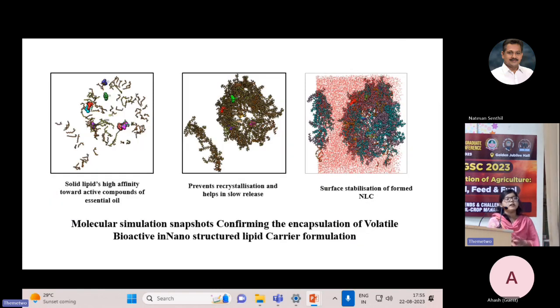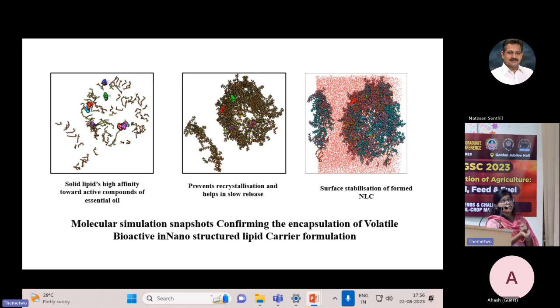Let's look into the results from wet lab and dry lab experiments, to see whether my hypothesis holds good or not. These are molecular dynamics simulation snapshots, which show the encapsulation of volatile bioactives in the nanostructured lipid carrier. The first picture shows the interaction of volatile bioactives with the solid lipids. The ball structures are bioactives and the stick structures are solid lipids. You can see 50% affinity of bioactives to the solid lipid.